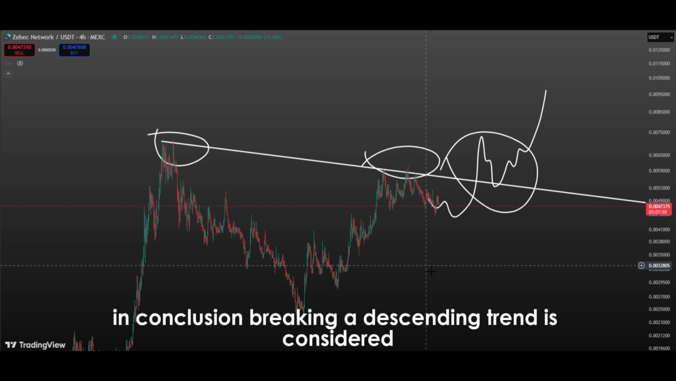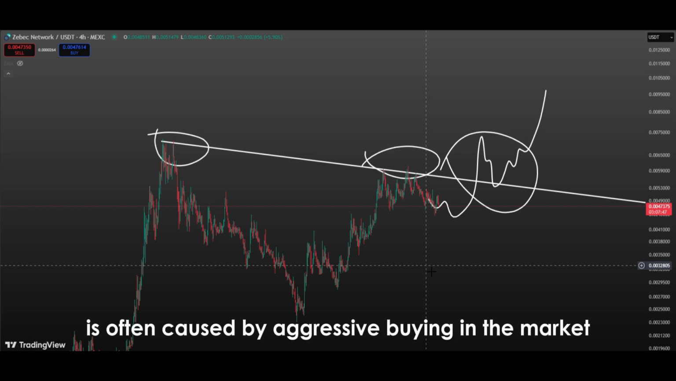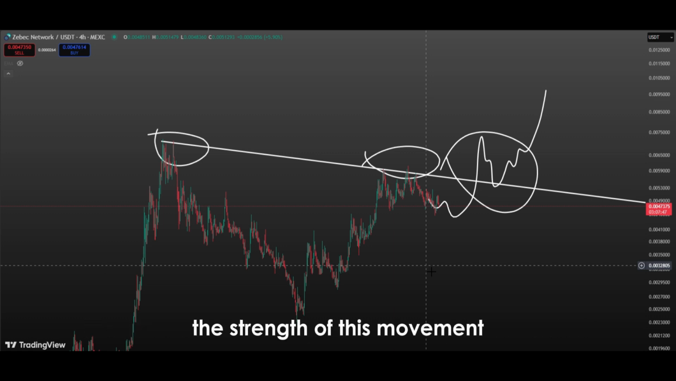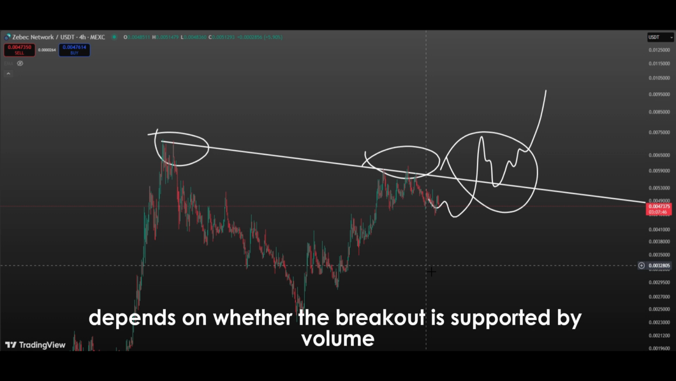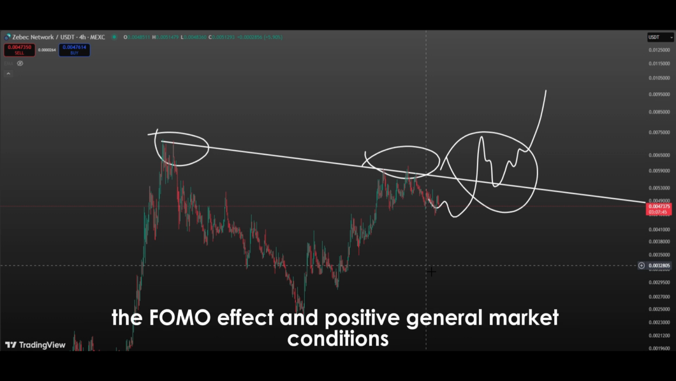In conclusion, breaking a descending trend is considered a strong bullish signal in technical analysis, and the pump movement that starts at the moment of the breakout is often caused by aggressive buying in the market. The strength of this movement depends on whether the breakout is supported by volume, the closing of short positions, the FOMO effect, and positive general market conditions.